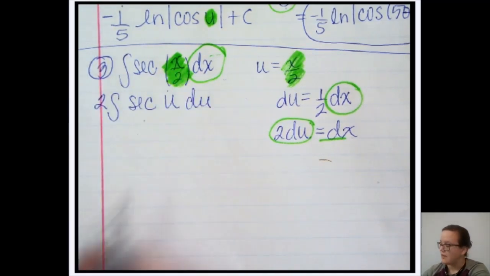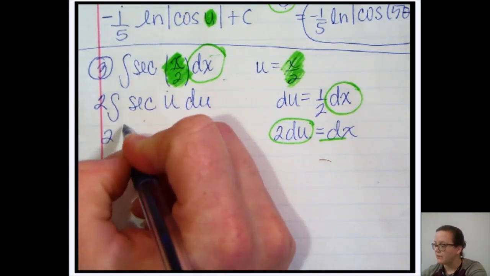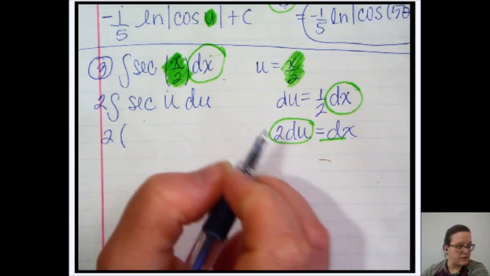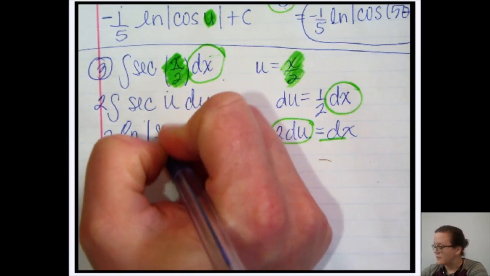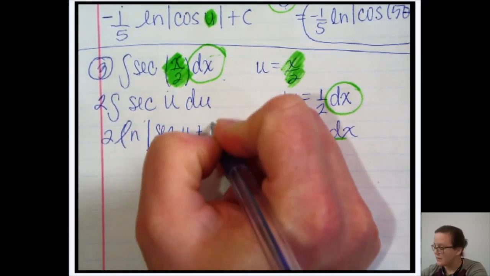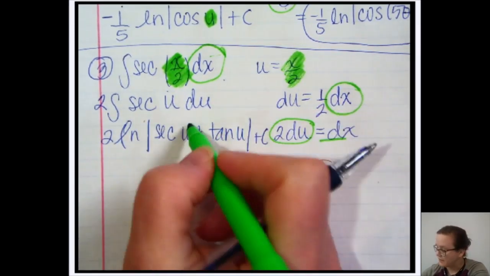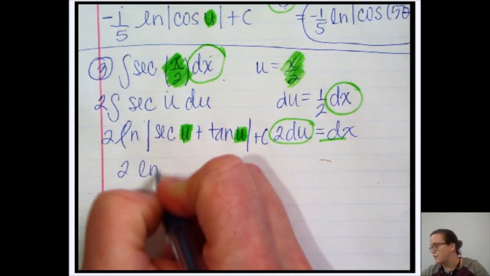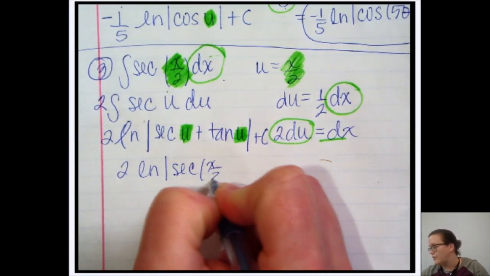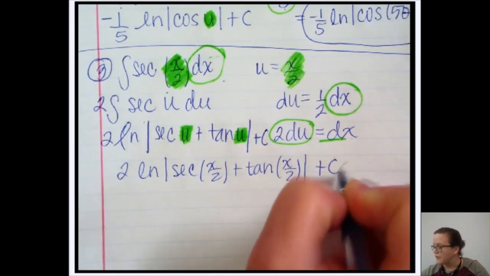Okay. And then now we have an integration formula for secant u. So it's 2 times the natural log of secant u plus tangent u plus c. And again, I'm just using that formula for secant. Okay. Then all I have to do is go plug in for u. So secant of x over 2 plus tangent of x over 2 and plus c.